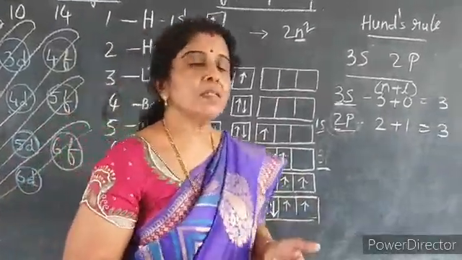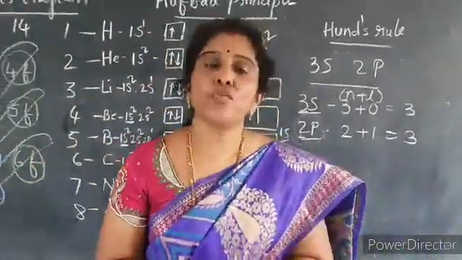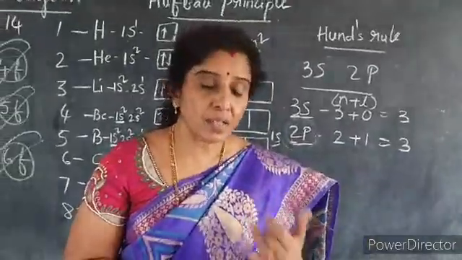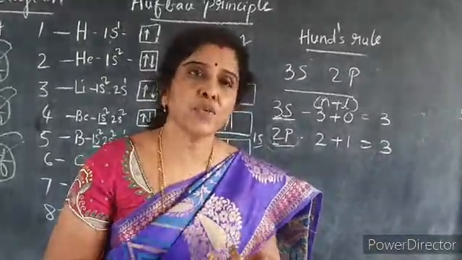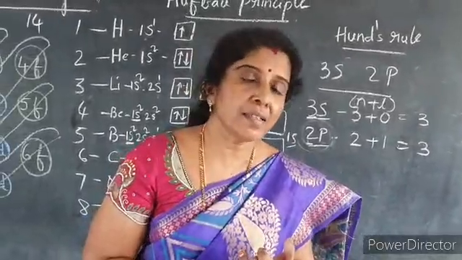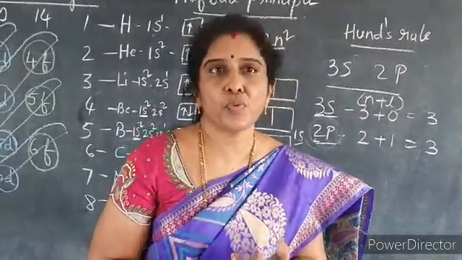So with this we have completed this unit, structure of atom, and you need to learn the atomic numbers of the first 20 elements, and you have to write the configuration for the first 20 elements.